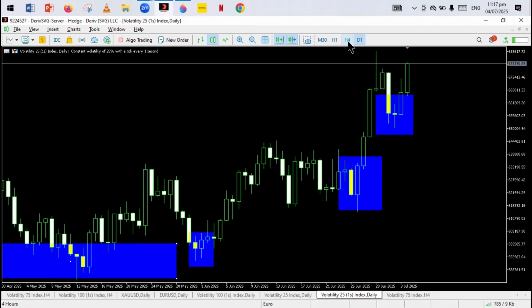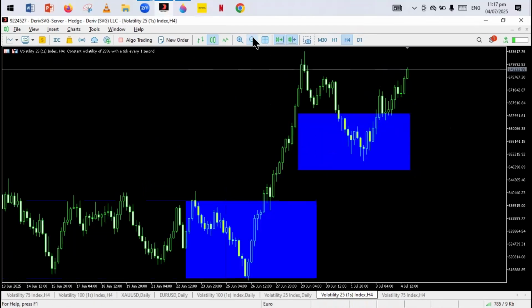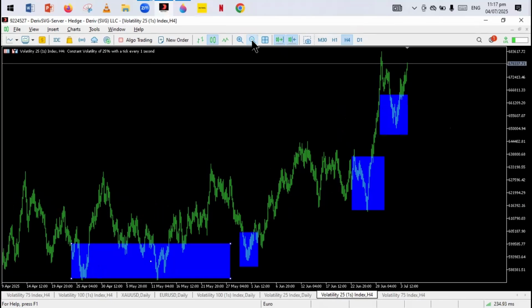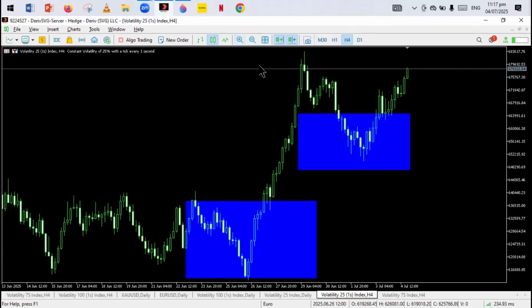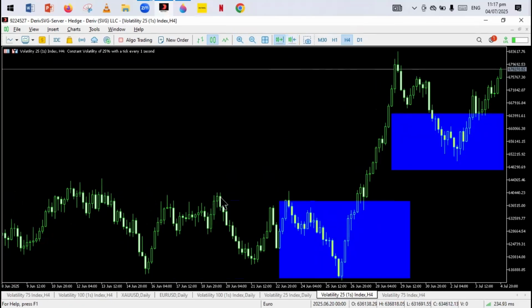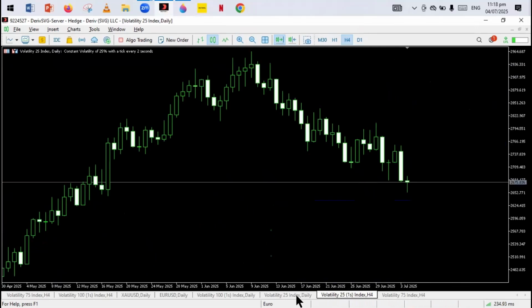And then let's go to 4 hour. You can also be able to see these patterns. So we have the higher low, we have a doji. Price is indecisive. You wait for a confirmation, which is that candle. That's an indication price is about to go to the upside. And then let's go to volatility 25.